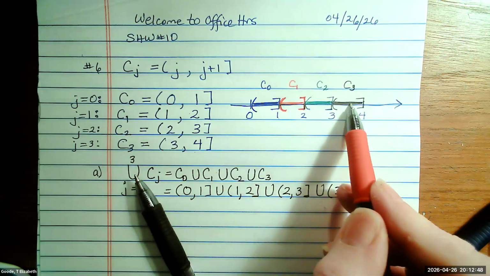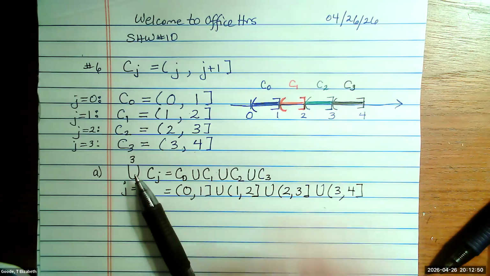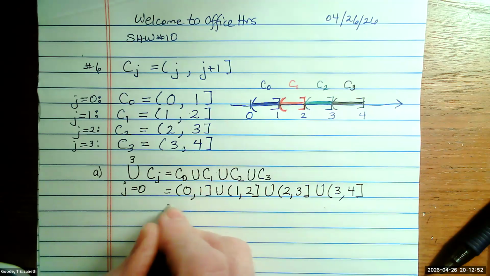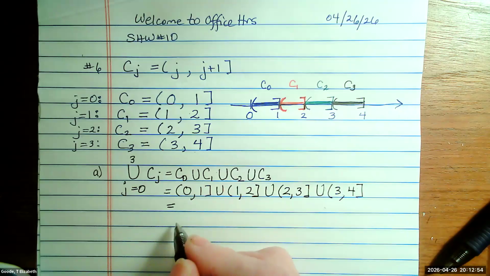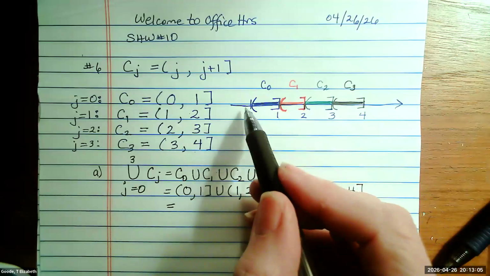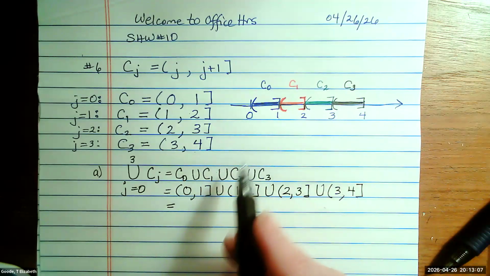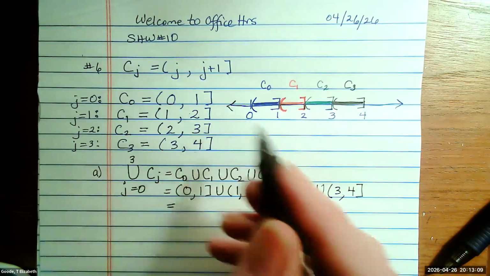but their union is any x that's in here or in here or in here or in here. So what do you think that union will be? Where would it start? I think it would start at 0. We read from left to right.